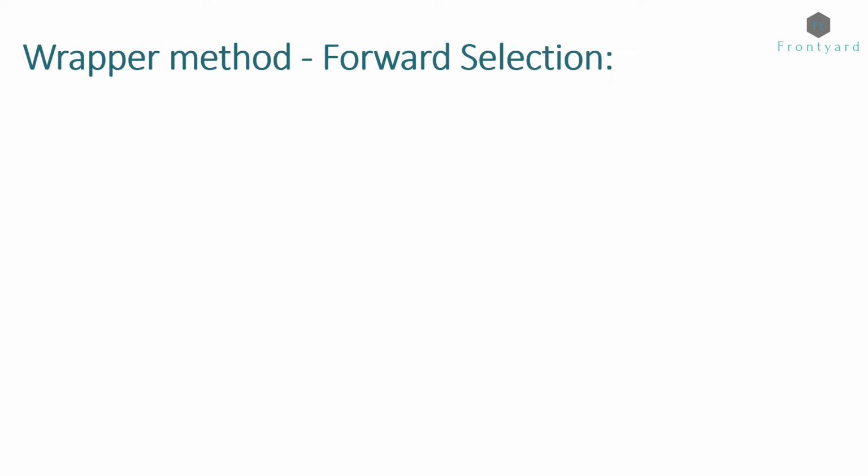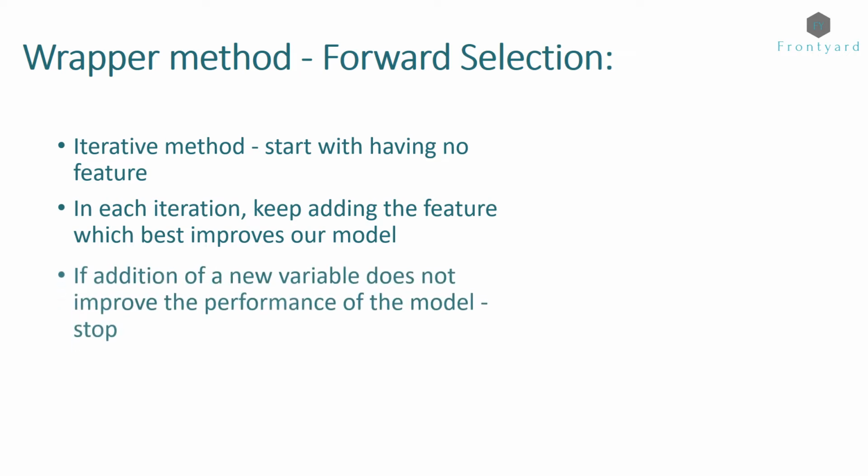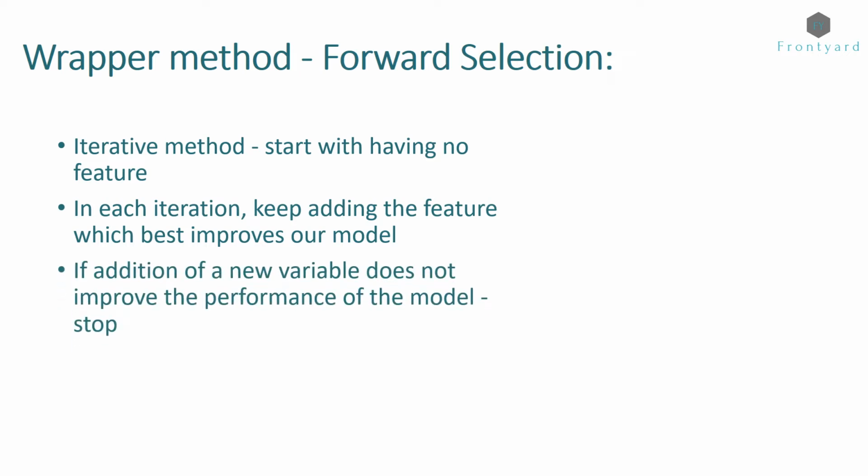First we see forward selection in wrapper method. It is an iterative method in which we start with having no feature. Feature is the variables which is used to predict the target. If you still have doubt about what is feature and target, kindly watch the video which is pinned above to get clear about features and target in the model. In each iteration, we keep adding the feature which best improves our model till an addition of a new variable does not improve the performance of the model.